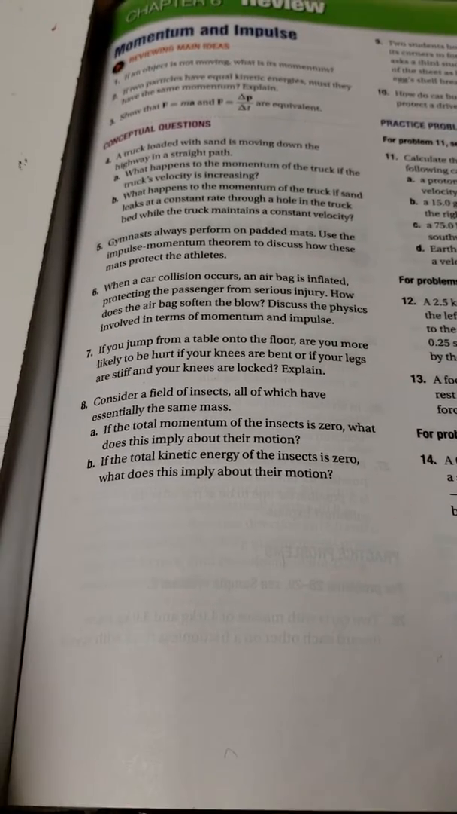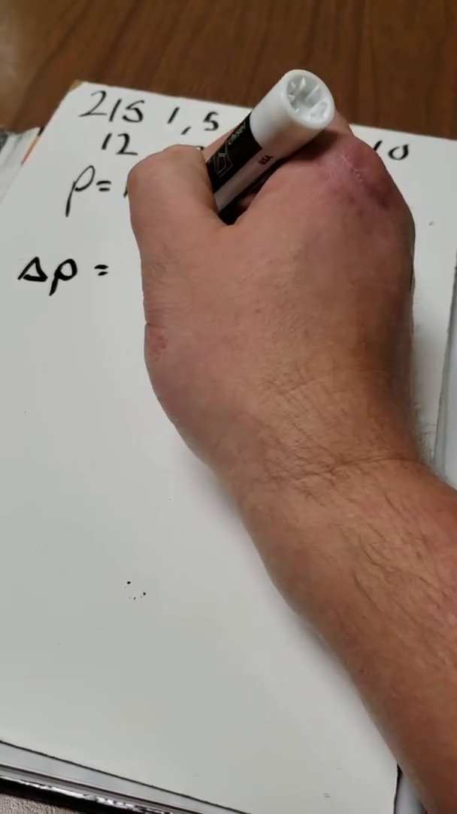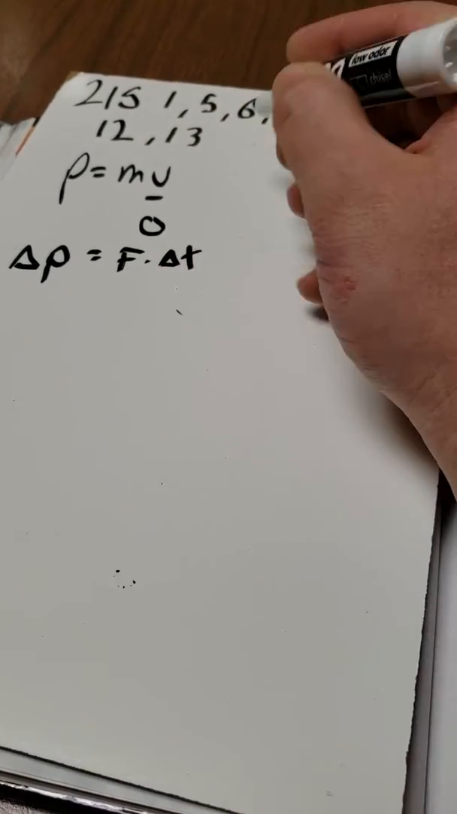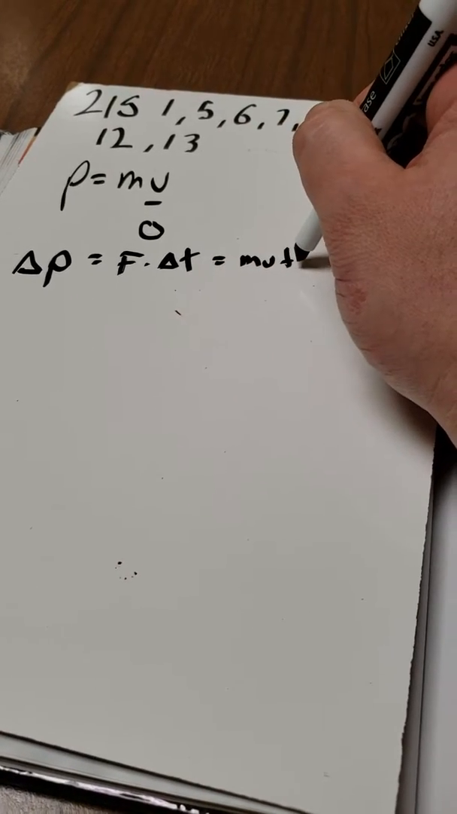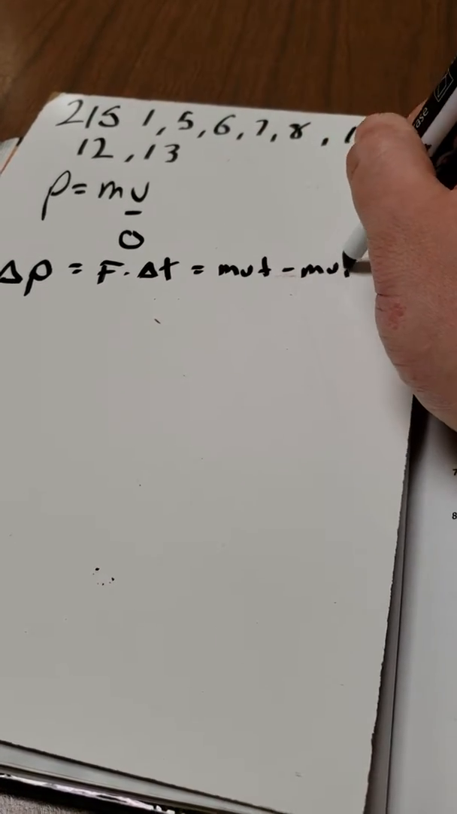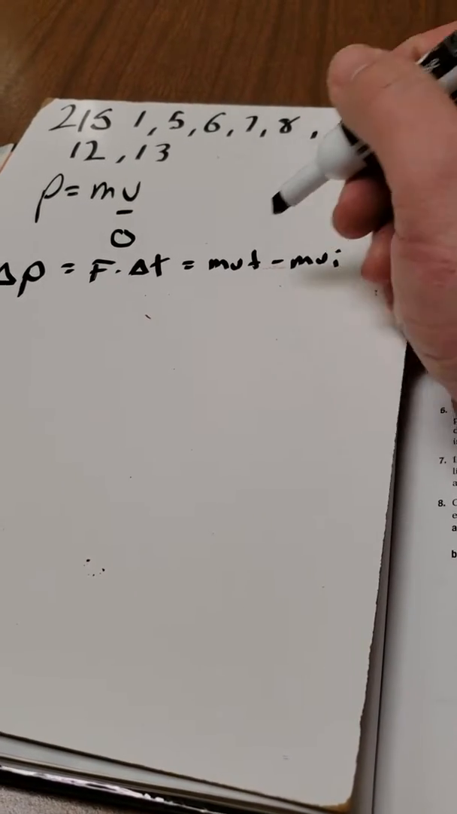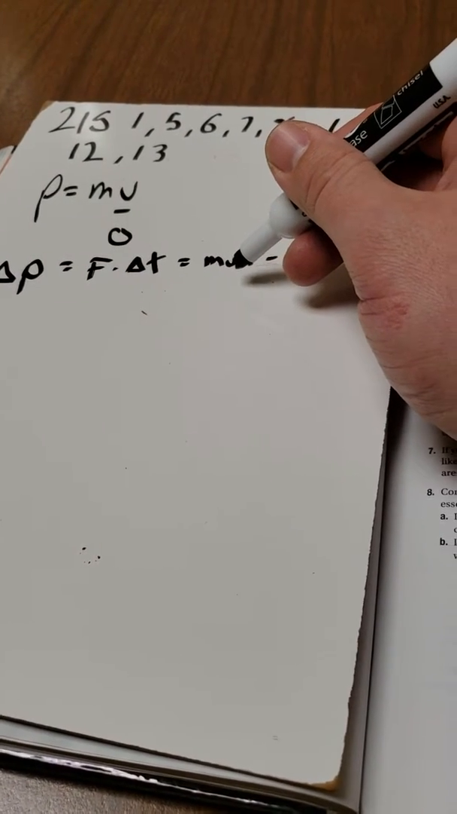Number 5: a gymnast always performs on a padded mat. Use the impulse-momentum theorem to discuss how these mats protect the athletes. The impulse-momentum theorem, impulse being delta p, states that force times time equals change in momentum. It also equals mvf minus mvi. So if you're talking about a gymnast or any padding, the vi is some speed that they're hitting the mat with. The vf is 0 because they're stopping.